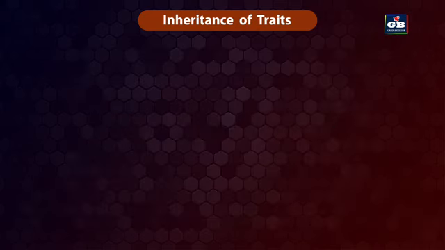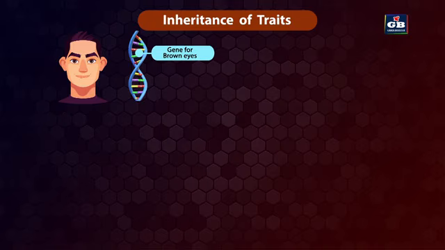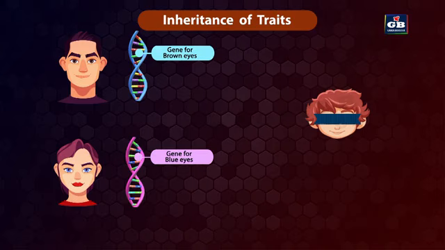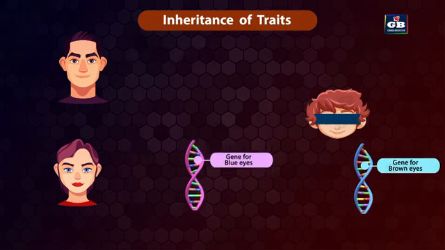What is a gene? It is a segment of DNA that determines a particular character or trait. Father's DNA has genes for different traits like eye color, type of earlobe, etc. In the same way, mother's DNA also has genes for traits like eye color, type of earlobe, etc. That means the offsprings or babies get two genes for each trait, that is, one from father and one from mother. For example, the father's eyes are brown and the mother's eyes are blue. The baby will get both brown and blue color genes.